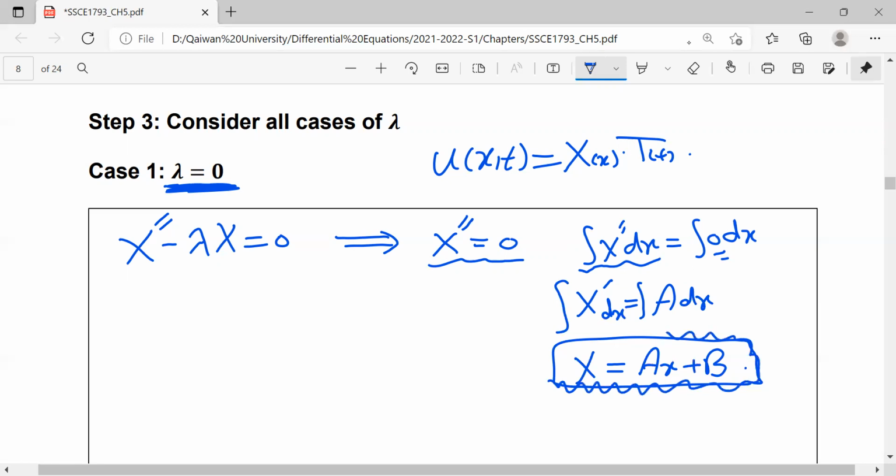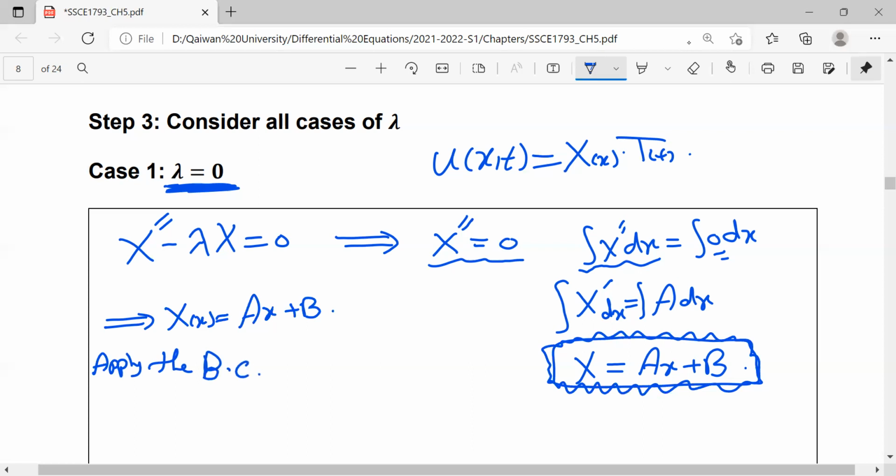We now apply the boundary conditions for this solution. Here X of x equals ax plus b. We apply the boundary conditions.